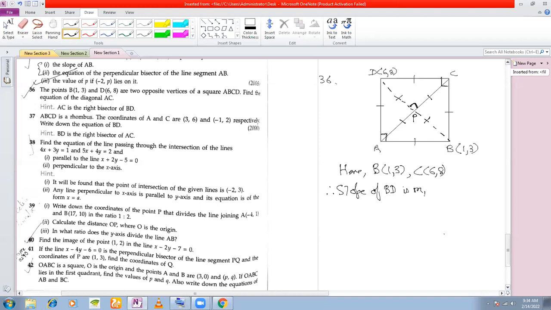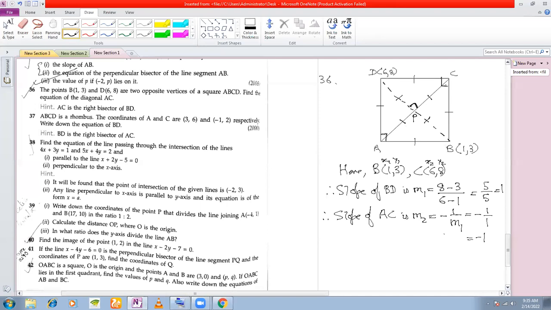is M1 equal to, this is your x1, y1, x2, y2. So this is (y2 minus y1) by (x2 minus x1). This is 5 by 5, which is 1, right? This is the slope of BD. So therefore, what is the slope of AC? Because they are perpendicular to each other, this will be the negative reciprocal of M1, which is minus 1 by 1, which is simply minus 1. So we have got the slope of AC.